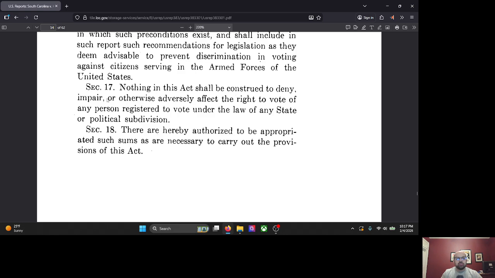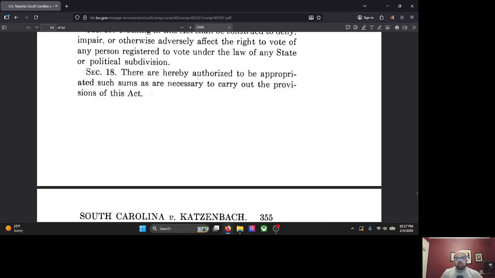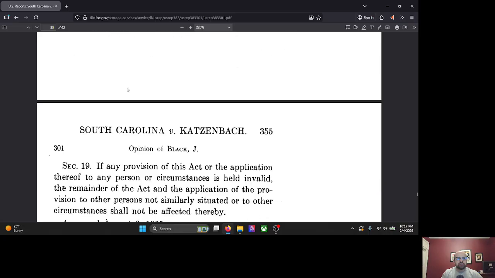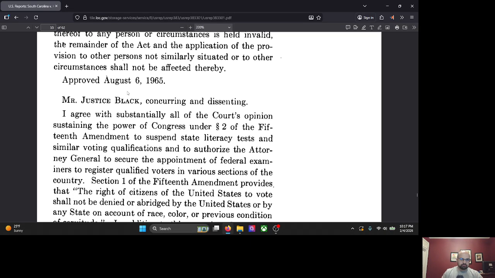Nothing in this act shall be construed to deny, impair, or otherwise adversely affect the right to vote of any person registered to vote under the law of any state or political subdivision. Section 18. There are hereby authorized to be appropriated such sums as are necessary to carry out the provisions of this act. Section 19. If any provision of this act or the application thereof to any person or circumstances is held invalid, the remainder of the act and the application of the provision to other persons not similarly situated or to other circumstances shall not be affected thereby. Approved August 6, 1965.